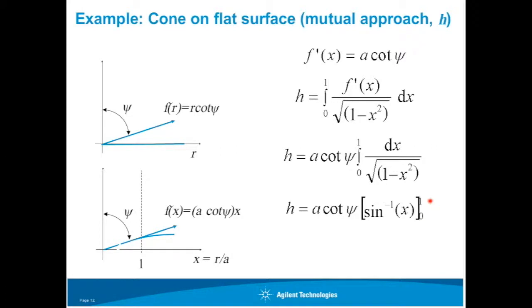So the sine of what angle is 1? Well, that's just pi over 2. And the sine of what angle is 0? Well, that's just 0.